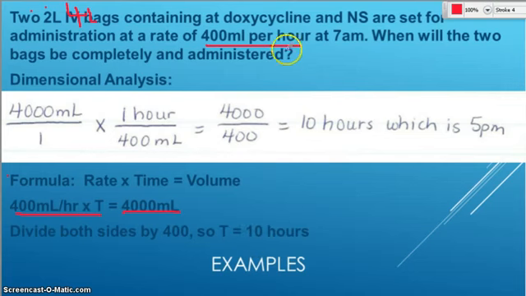Now go back and make sure you answer the question. In this case it says, when will they be completely administered? We started at 7 a.m. 10 hours later is going to be 5 p.m. on the clock. So make sure you take that second step and read and make sure you answered the question that was actually being asked.